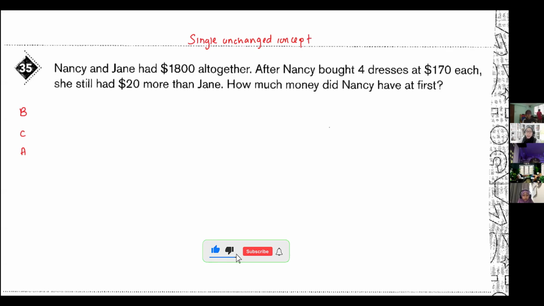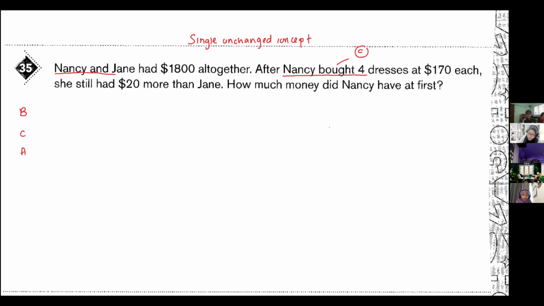There is something happening in single unchanged concept questions. Something happened. So if you see in this question, what happened is that Nancy bought 4 dresses. However, her friend Jane did not buy anything. So only one person spent. The spent or bought here is a change keyword. So I know that there's something happening and another person did not do anything. Straight away, single unchanged concept. Okay? All right, so this is my first clue. Generally, I know single unchanged concept. So now we zoom in into the details.